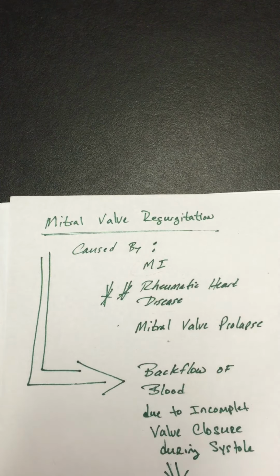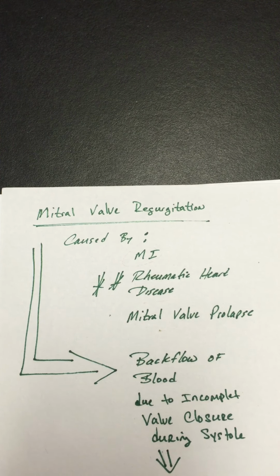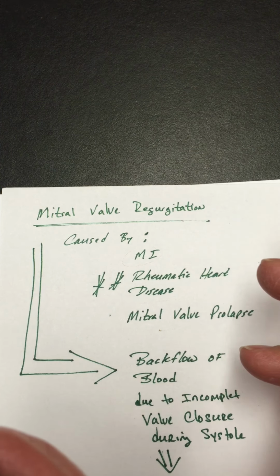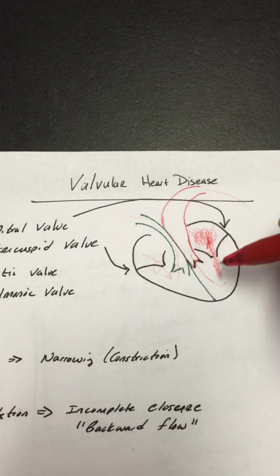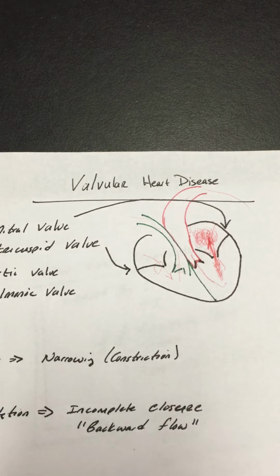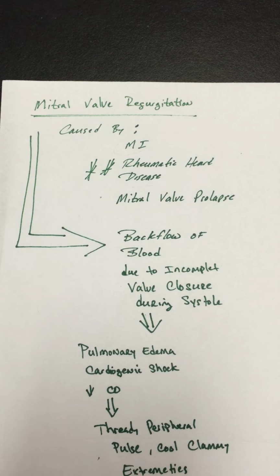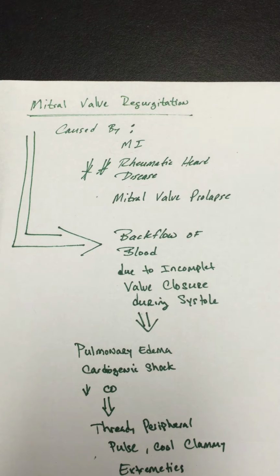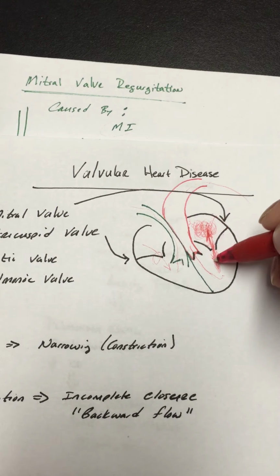Now again, in a mitral valve regurgitation, you have a backflow of blood. And again, this is due to an incomplete valve closure during systole, during a contraction. Because this door isn't closing completely, blood is going to come back up. Okay, blood is going to come back up here every time there's a contraction. Now, because fluid is coming back up, just like before when we were talking about stenosis, blood is coming back up here.